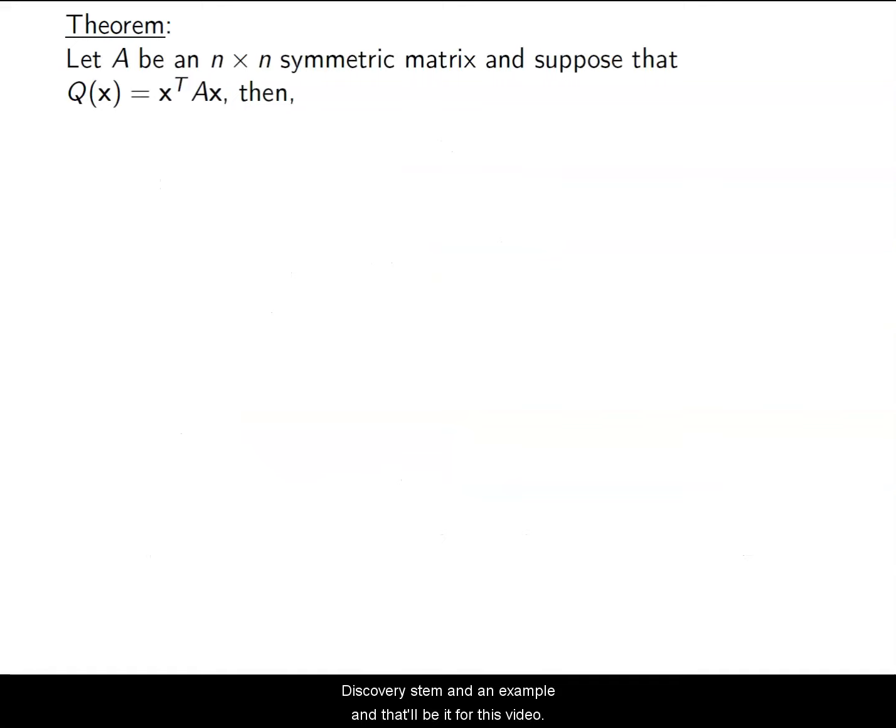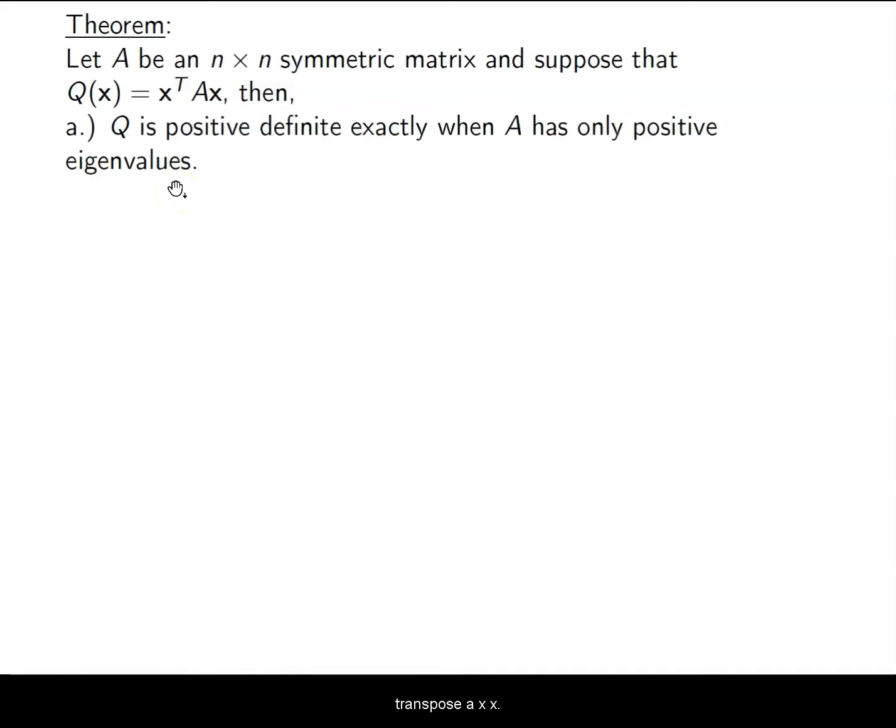So let's cover a theorem and an example, and that'll be it for this video, okay? Let A be a symmetric matrix. That means it has to be n by n. And suppose it has a quadratic form given by x transpose A times x, okay? Then Q is positive definite exactly when A has only positive eigenvalues.